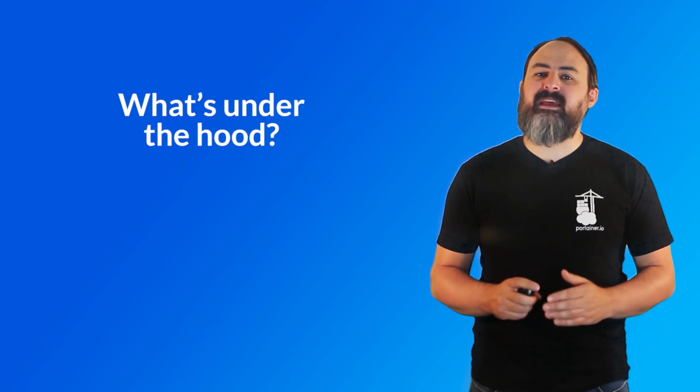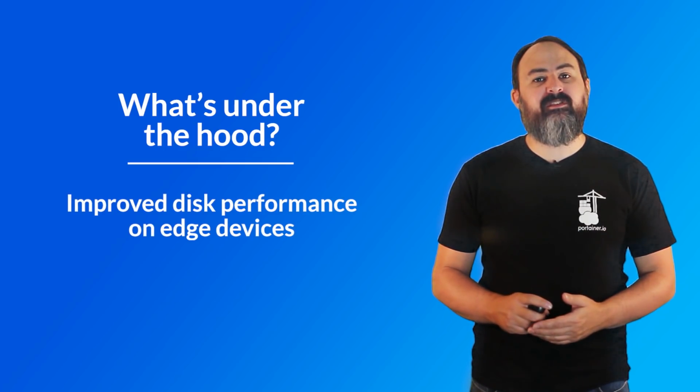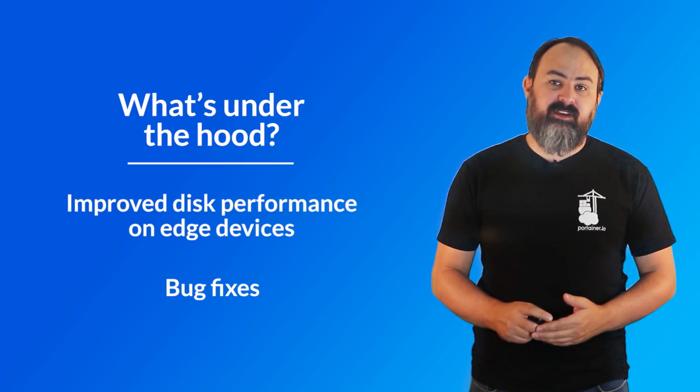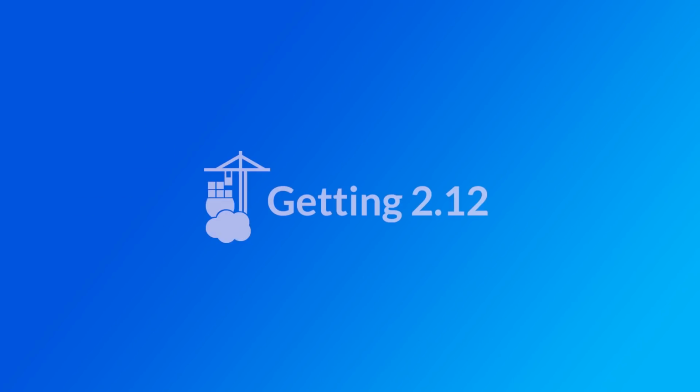2.12 also adds the ability for edge stacks to access environment variables set on the device itself, which is handy if you need devices to act differently depending on where they physically are, for example. Under the hood, we've made many other improvements to edge compute, including changes to improve disk performance on edge devices, as well as bug fixes. As always, you can find the full list of these in our release notes, link is in the description.